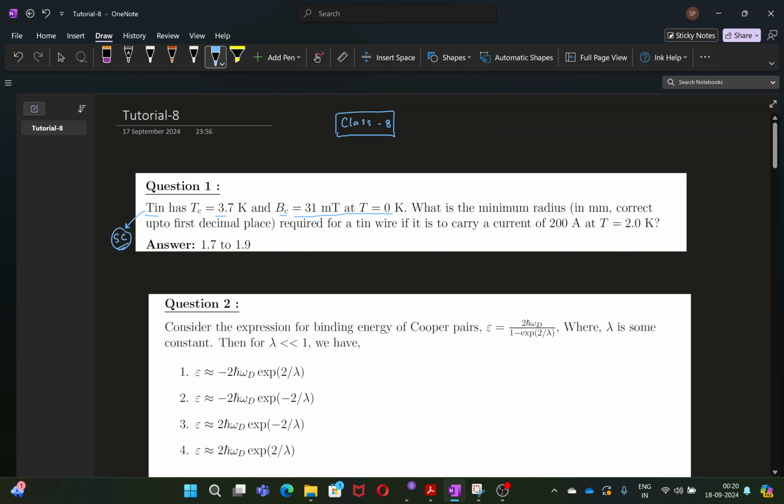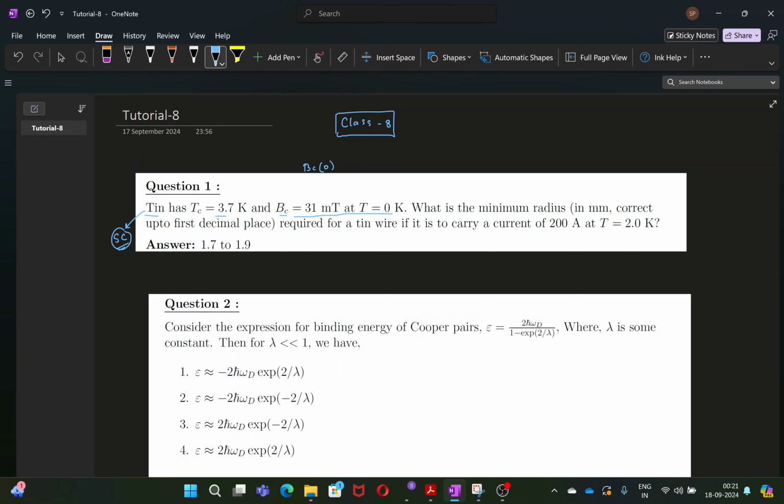So from earlier tutorials and lectures you know that this critical magnetic field in a superconductor has a temperature dependence, and you know that formula. I'll be writing that down in a while. Because it has a temperature dependence, you have to mention what critical field value you are talking about and at what temperature. That is why they have mentioned in the question that this Bc value is actually at T equal to 0 Kelvin, or in short Bc(0). That means the critical field value at 0 Kelvin temperature.